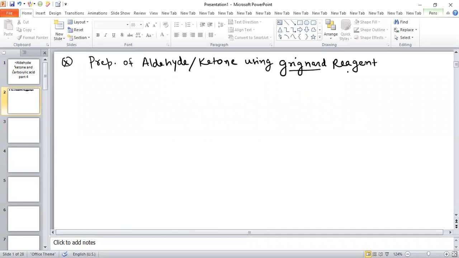So Grignard reagent is basically RMgX. This is Grignard reagent. When we break the bond, the electropositive element will get a positive charge and R will get a negative charge. So we are going to discuss the preparation of aldehyde and ketone using Grignard reagent.